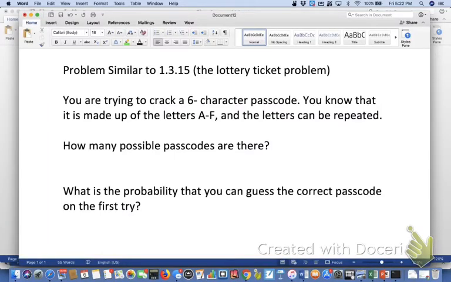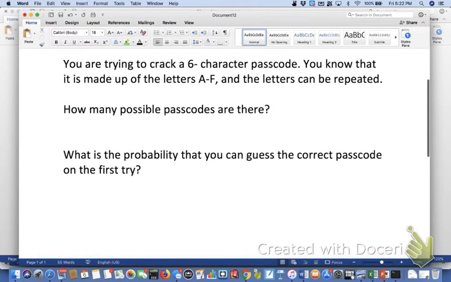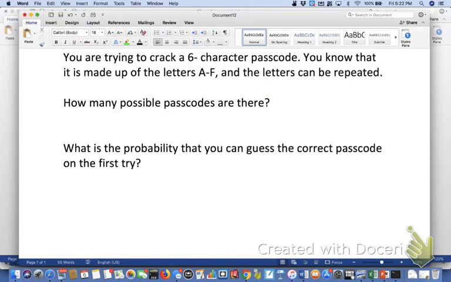Hey guys, I'm going to work a problem that is very similar to the lottery ticket problem from this week's Math Lab homework. But instead of talking about a lottery ticket, we are talking about a passcode that you're trying to come up with. The passcode's got 6 characters to it. So I'm just going to put like 6 blanks here. 1, 2, 3, 4, 5, and 6.